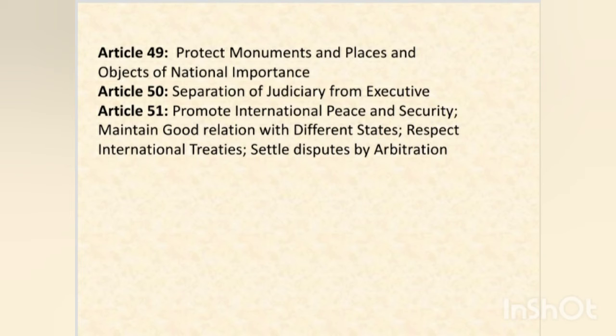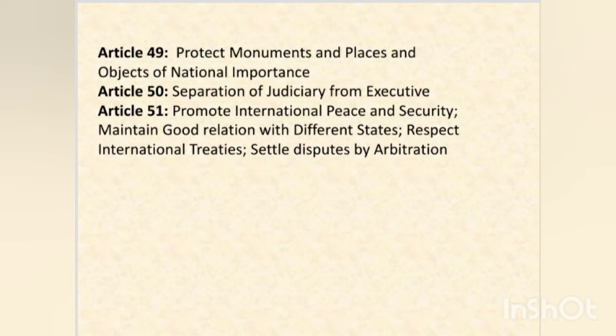Then we have Article 49, which is to protect the monuments, places and objects of national importance. Article 50, which is separation of the judiciary from the executive. Last we have Article 51, which is for the promotion of international peace and security, for maintaining good relations with different states, and respecting international treaties.